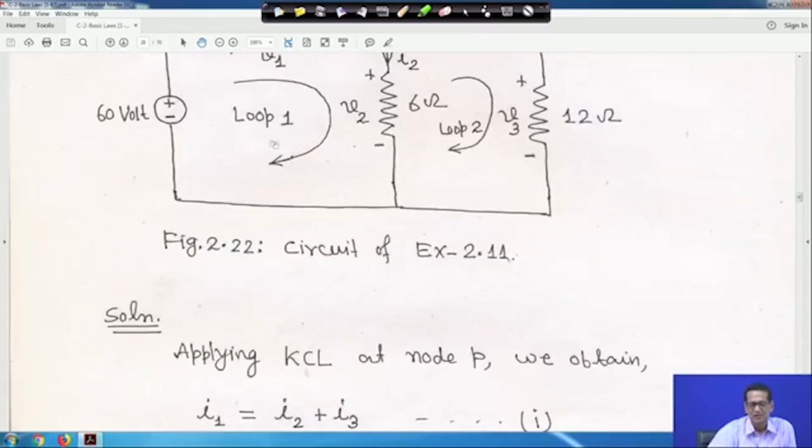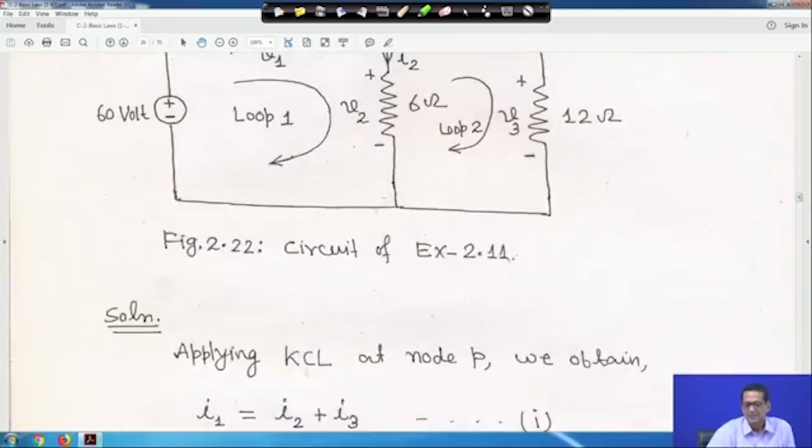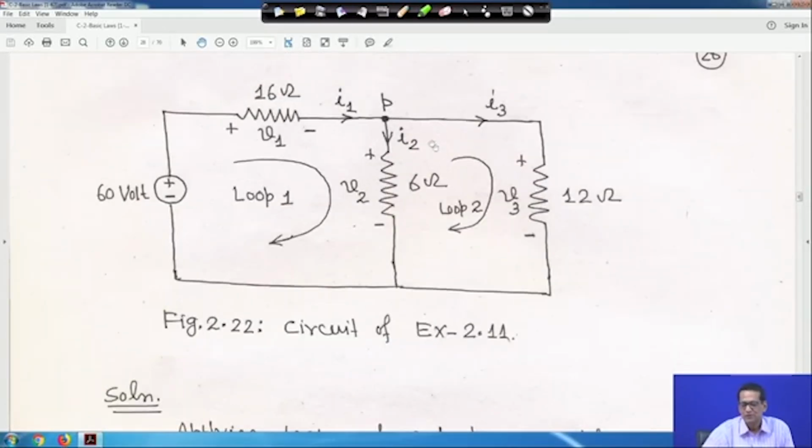This is loop 1, and if you apply KVL in loop 2, we are moving in the clockwise direction.